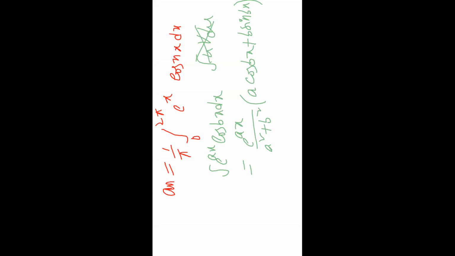In the above problem, comparing both, a is the coefficient of x. So there is no coefficient, and the default is a equal to 1. And b, the angle of cos, is a multiple of x. So the multiple of x in the cos angle is n. So b value is n. So a equal to 1, b equal to n. Replace it.